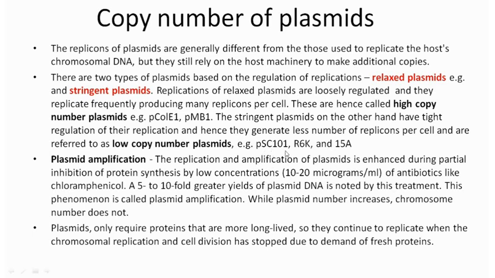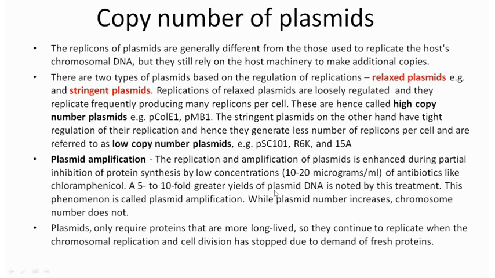except a few like pSC101. The stringent plasmids, on the other hand, have tight regulation of replication, and that's why they replicate relatively slowly per cell division, and hence generate fewer copies or replicons per cell. These are low copy number plasmids, as we said. pSC101, R6K, and P15A are examples. pBR322 is also a low or medium copy number plasmid, you can say.